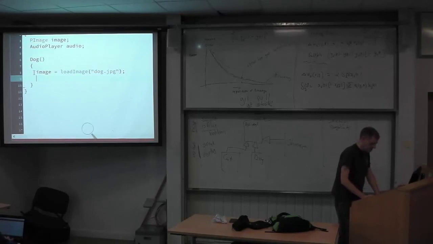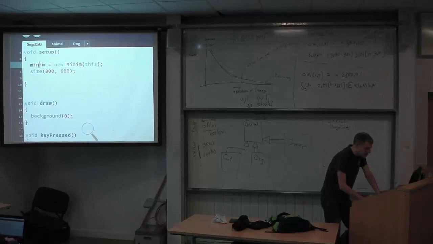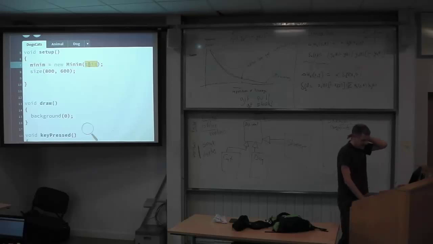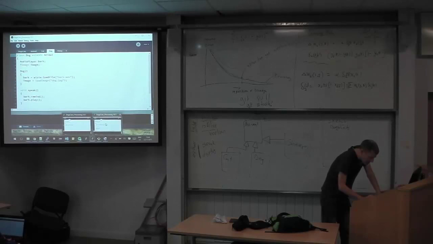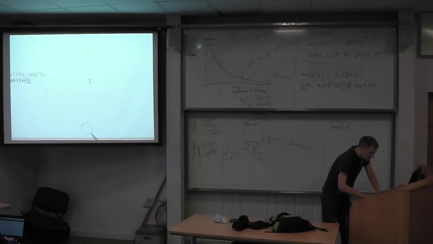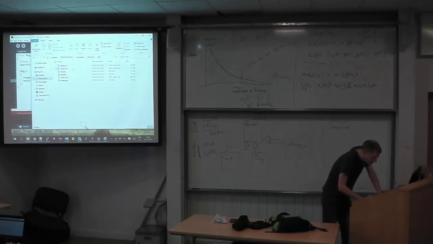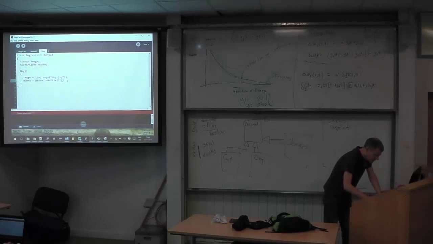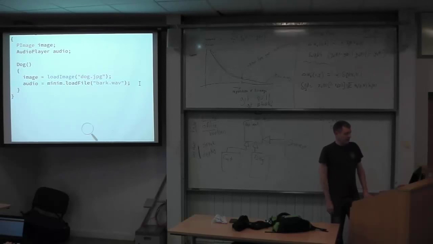And for the audio player, it's audio equals, and you have to use the minim object that we constructed in the sketch over here. So you see in the setup method for the sketch, I construct this minim object. This is how Minim works. You construct it and you pass in the sketch as a reference there. So for the dog class, we do minim.loadAudio. Maybe it's loadFile. And I'm just going to verify the API call on my solution. loadFile, that's what it is. So the dog's audio file is called bark.wav. Let me just double check it is a WAV file. Yeah, bark.wav.